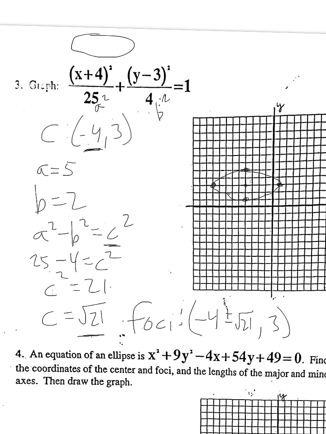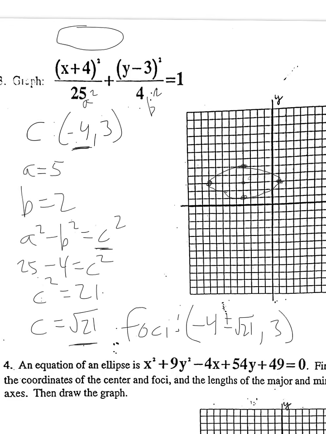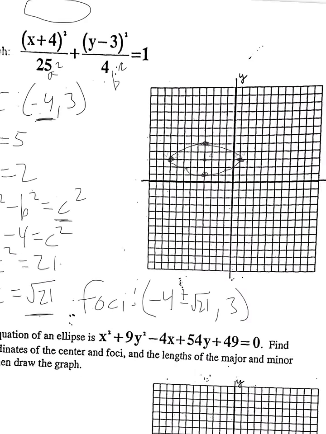Now we do need to figure out the decimal approximation to plot the focal points. So the square root of 21 is about 4.6. So from the center, we're going to go left and right about 4.6 units. So 1, 2, 3, 4, really close to the vertex. So we have foci, we have vertex, we have center. And on the other side, we have a vertex, we have a focus. And there you go. So that's how you plot or graph an ellipse and find the focal points.